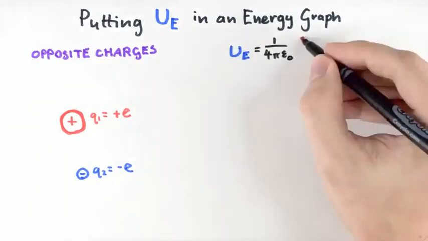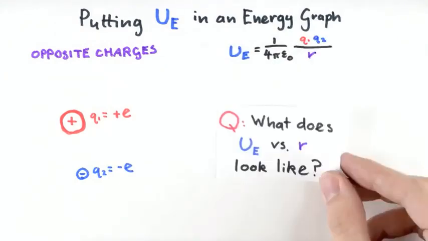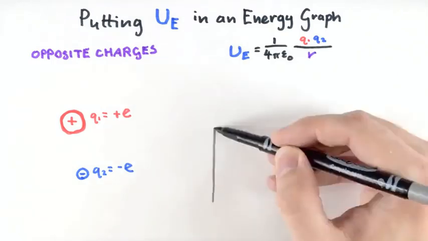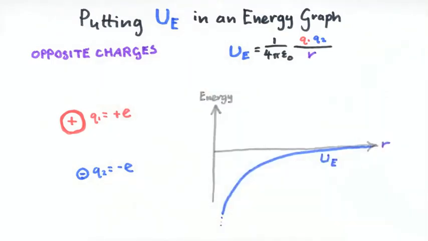First, let's see if we can sketch the plot of the electric potential energy in this case. Give this a try. Here's the correct sketch. Notice that because the charges are of opposite sign, the product Q1 Q2 is negative, and therefore so too the electric potential energy. This looks very much like the sketch for the gravitational potential energy, which makes sense since that was also an attractive interaction.